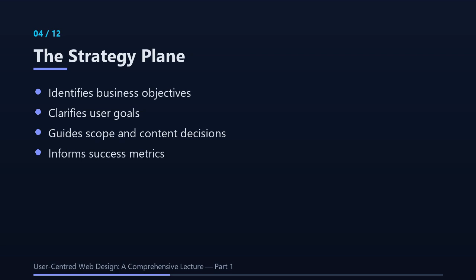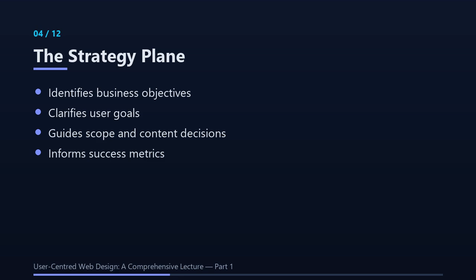At the base of Garrett's model lies the strategy plane, which answers the fundamental question: why does this site exist? This plane captures the aspirations of the site owners, whether they aim to sell products, disseminate knowledge, or build a community, and translates them into measurable goals. Simultaneously, it gathers the needs and motivations of the target users, such as finding information quickly or completing a purchase with minimal friction.